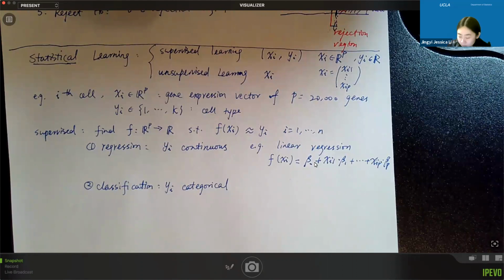So for the classification problem, there is also a large class of algorithms that has been developed in the statistics and machine learning communities. For example, you might have heard of the support vector machines that can be used for classification as well as for regression. And also random forests, which was first developed for classification, but can also be used for regression. And now the deep learning or neural networks.